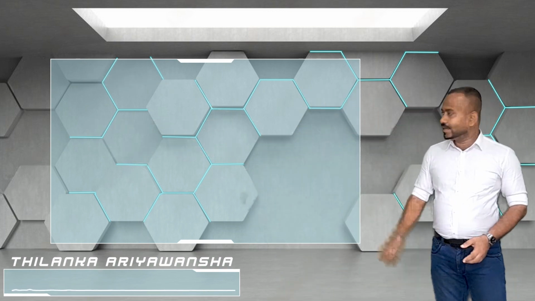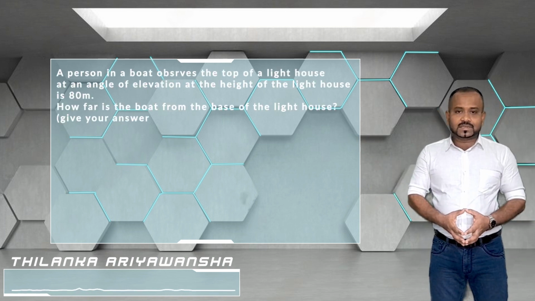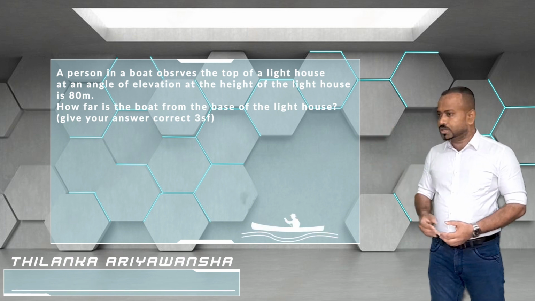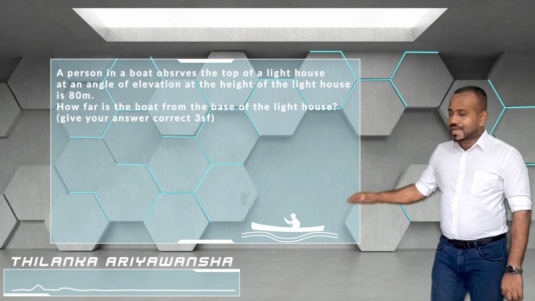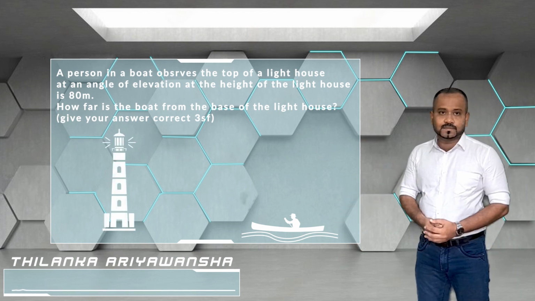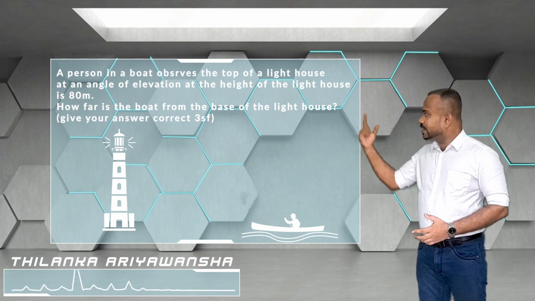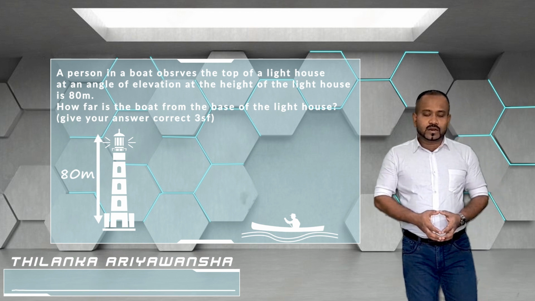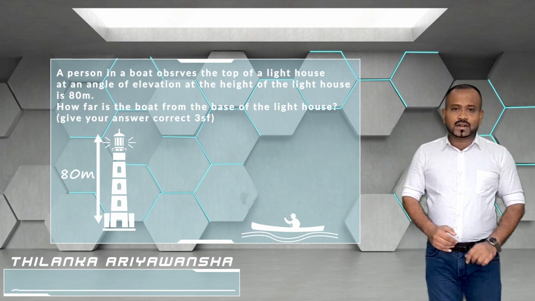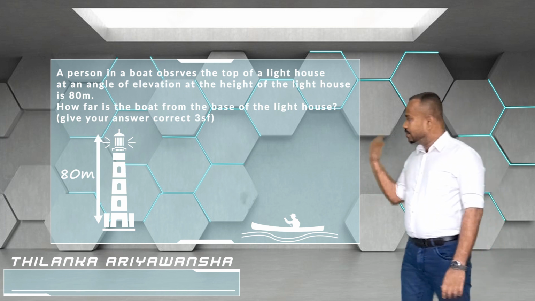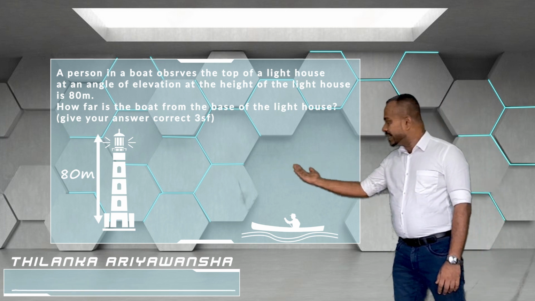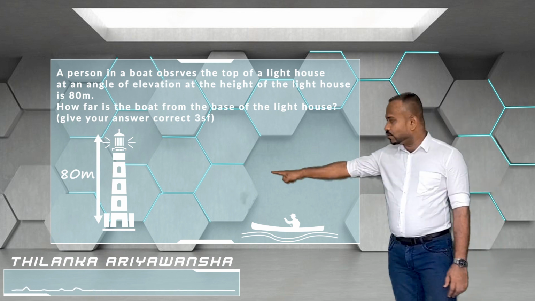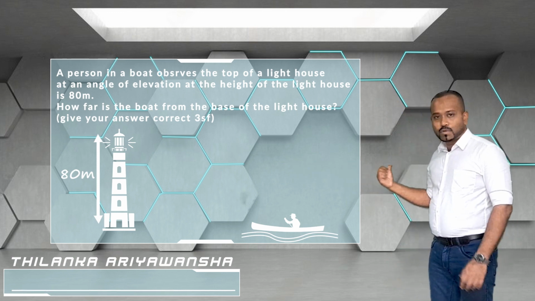Now you can see here on the screen we have one question. According to this question, there's a person in a boat. Now this person happens to see a lighthouse. He observes the top of the lighthouse. The height of this lighthouse is 80 meters. Now in the question they are asking, what is the distance between the bottom of the lighthouse and the person who is in the boat? The distance between the bottom of the lighthouse and this boat.